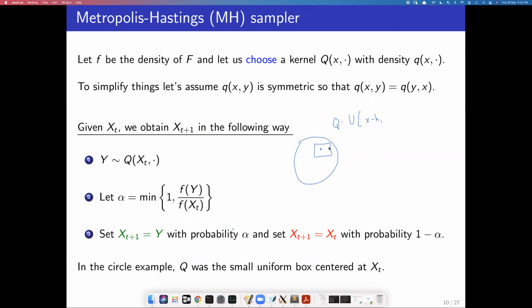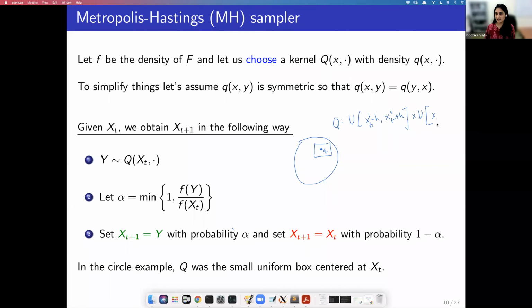So in this particular circle example, if this is my center xt at my current point, I'm creating a box. So the box is xt minus some h to xt plus some h for the first component of xt, times uniform xt second component minus some h, xt second component plus some h. Okay. So xt now is a tuple because it's a two-dimensional problem. xt1, xt2. Right?